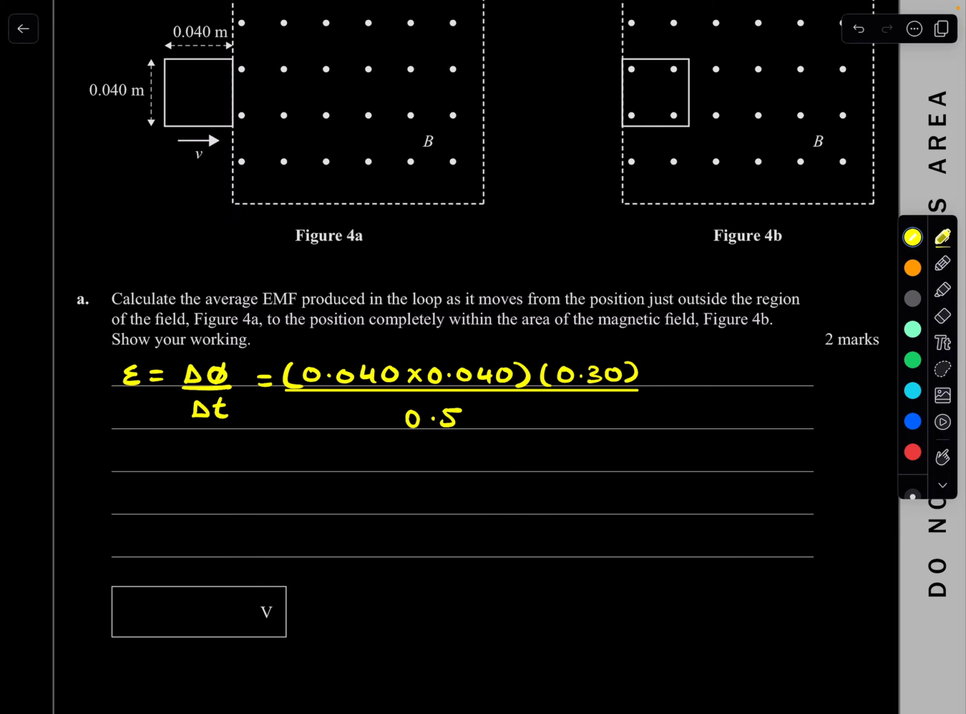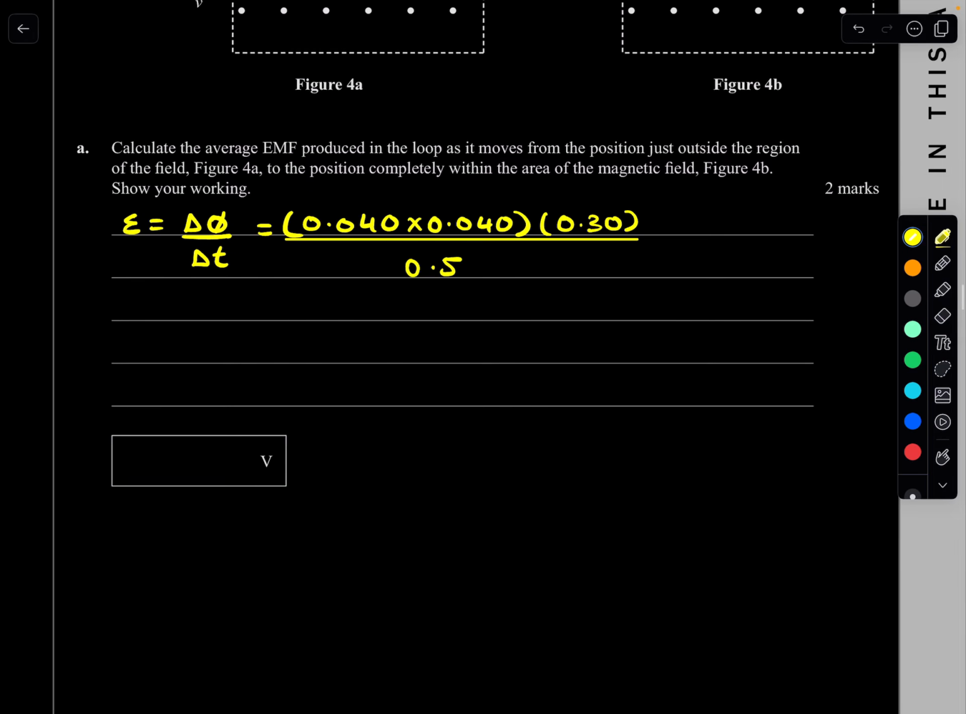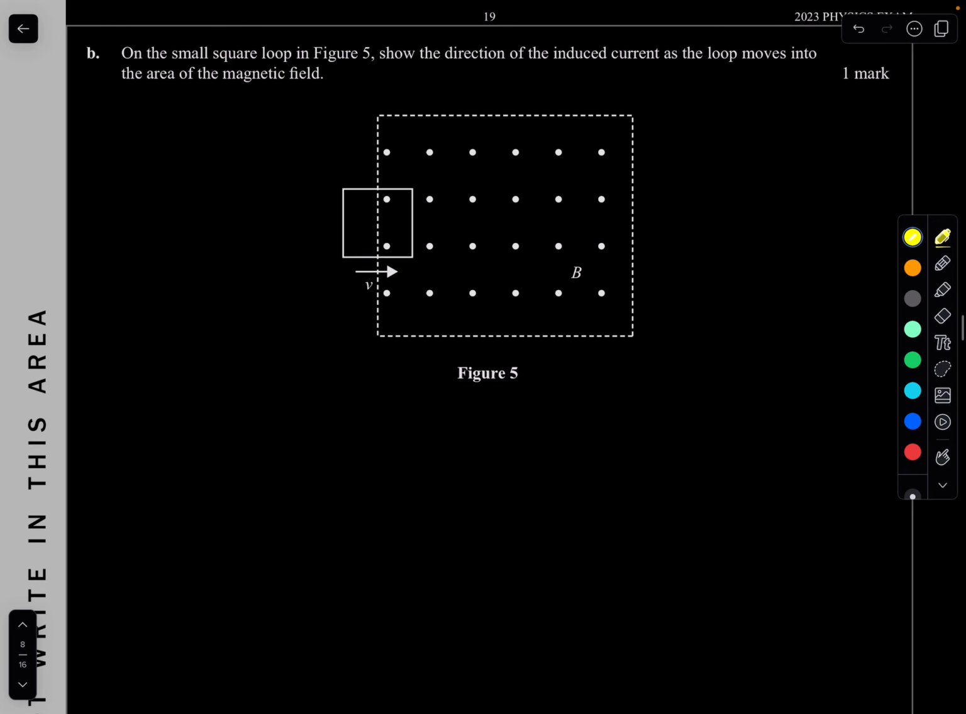Basically, so 0.04 times 0.040 times 0.3, divided by 0.5. So that's going to produce an EMF of 9.6 times 10 to the negative 4 volts. Yep, that's it.